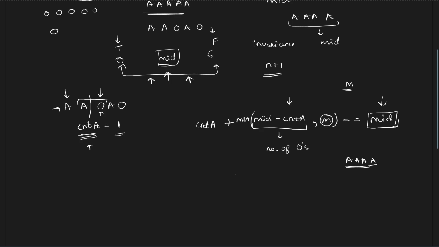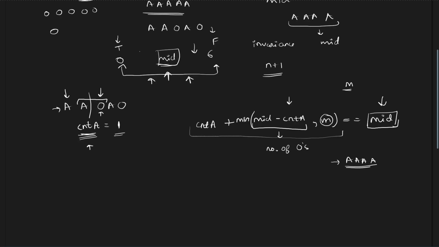So we take this minimum count, and when we find that we can replace all of them, the total number of A's in a substring of size mid is equal to mid itself. That means all of the elements in that particular substring are A's. Then we know that the answer for mid exists, and if the answer for mid exists, we move to the right half of the range and try to find a bigger answer.